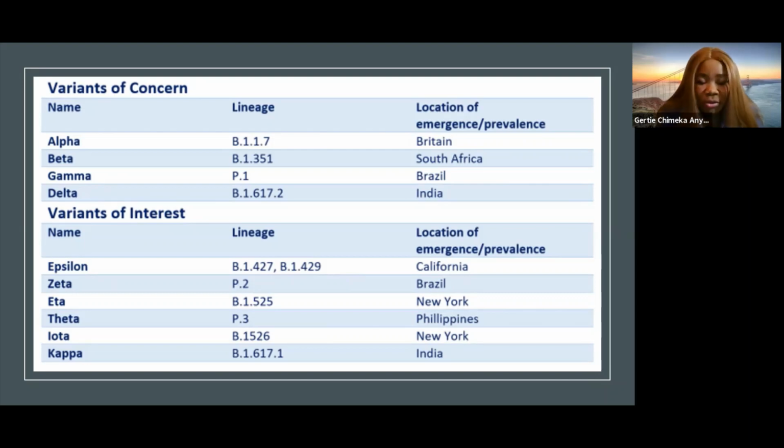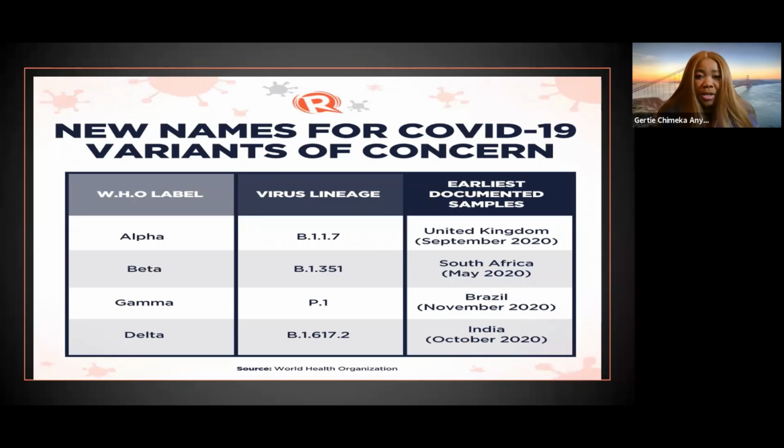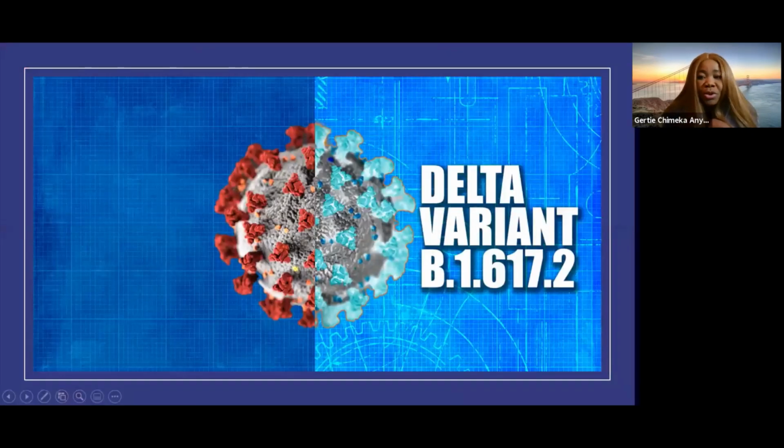Now, let's come to the variants of interest. We have the Epsilon variant, the variant that was found in California. And then there's the P2 that was found in Brazil. It's called the Zeta. The New York variant B1525 is called Eta. The one that was found in Philippines, P3, is called Theta. The other one that was found in New York, which was B1526, was Iota. And the other variant in India right now, B16171, is called Kappa. So these new names for COVID-19 variants of concern, again, the alpha is the one that's B117, beta is B1351, gamma P1, delta is B16172. So let's talk about delta variant.